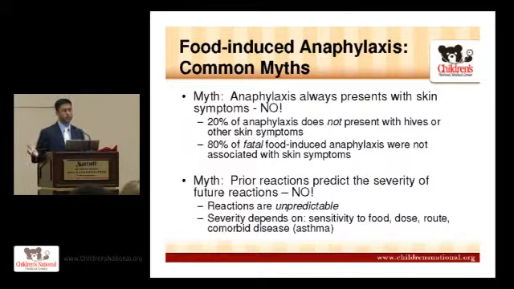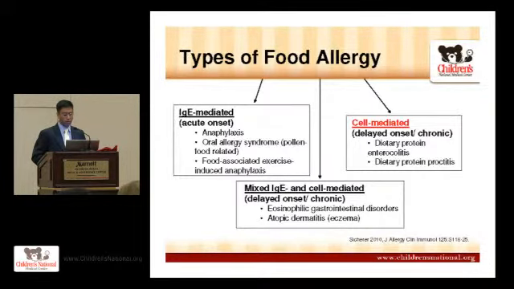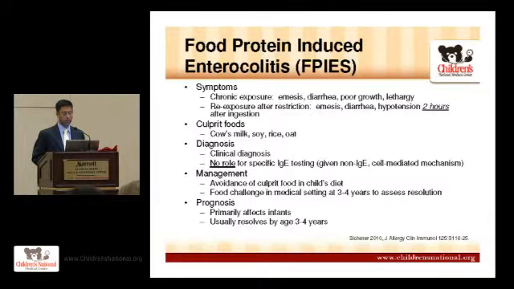So simply because a child had a very mild reaction to peanut the last time they accidentally got into some, that doesn't mean that their next reaction is going to be just as mild. It's completely unpredictable. So now to move on to that other category of T-cell mediated food allergy, first starting with something called FPIES, or food protein-induced enterocolitis.